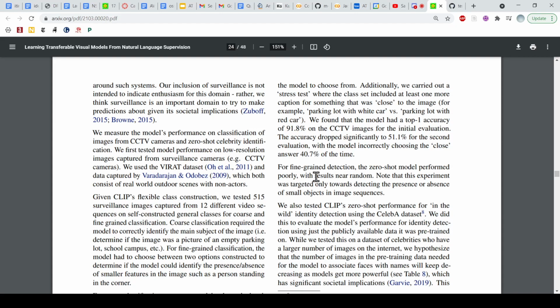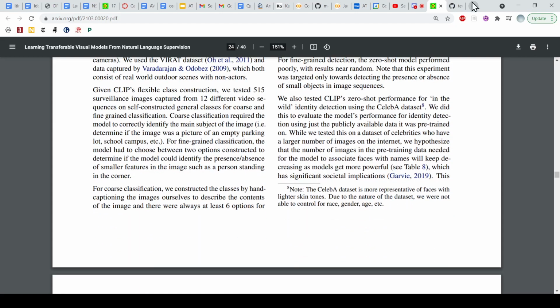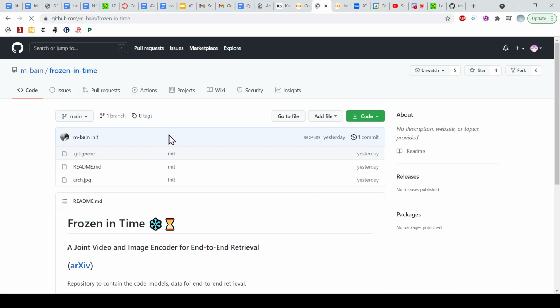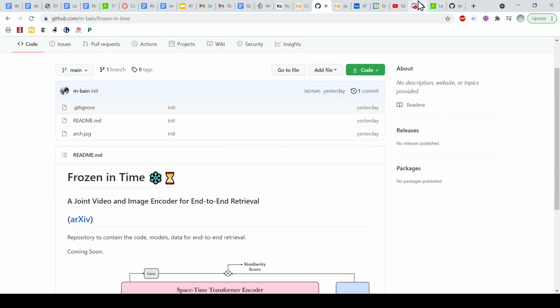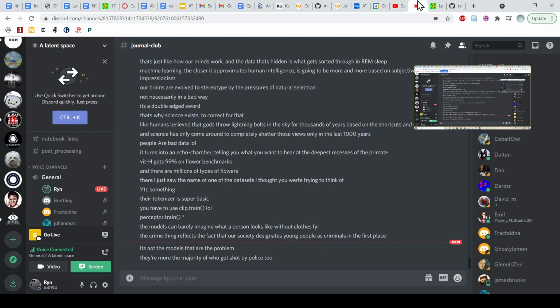Oh, cool. So it looks like it's bad at doing small objects in image sequences. Speaking of, I'm wondering when Frozen in Time is going to come out. I want to use that video transformer so badly.